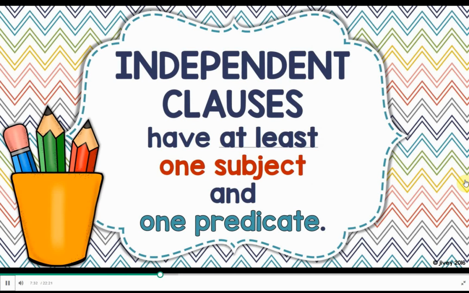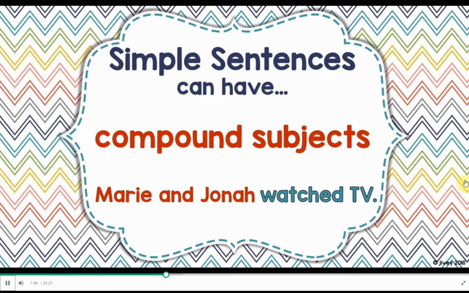Remember when we said that independent clauses have at least one subject and one predicate? Simple sentences, or independent clauses, can actually have more than one subject and more than one predicate. Let's look at what these are called. When we use the word compound in grammar, we mean that there are at least two words, phrases, or clauses that are working together. Let's look at an example.